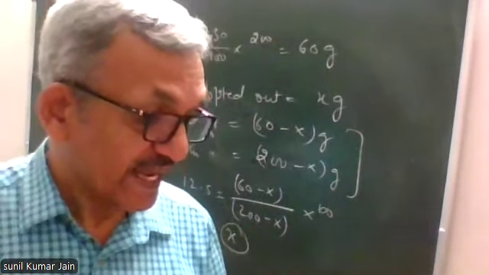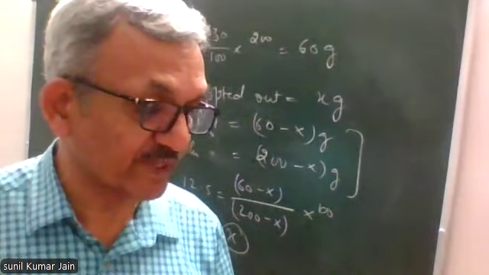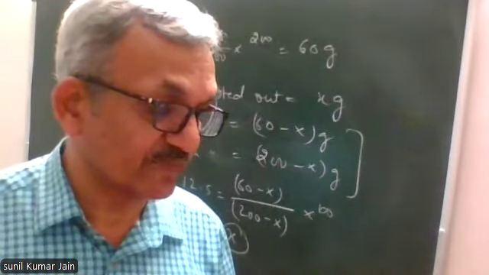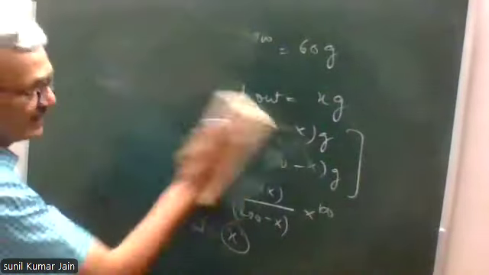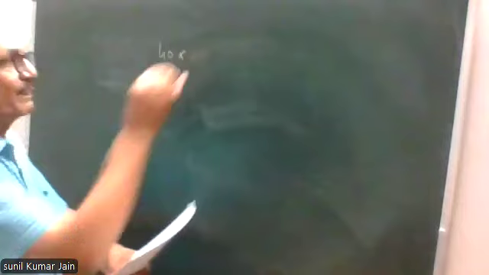Fifth, calculate the molarity of the solution prepared by mixing 40 cc of 1.2 molar and 60 cc of 0.8 molar solution of the same solute. Not very difficult, easy numerical. We'll be using M1 V1 plus M2 V2 is equal to M final V final. One solution is 40 cc, molarity 1.2.